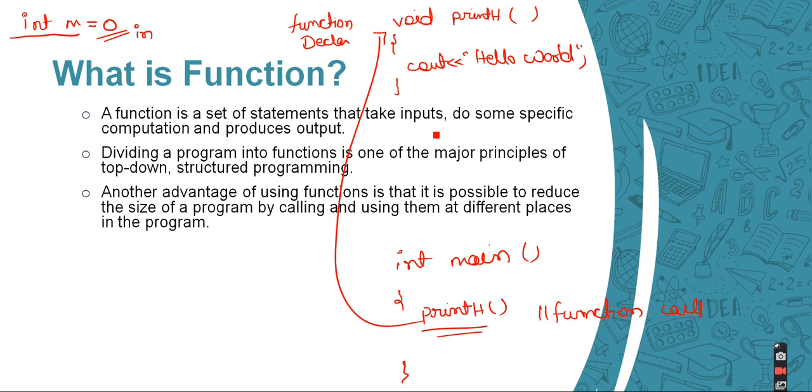So instead of writing the cout again and again, what can I do now? I can just say print h. So it will just go to this function, and whatever is inside this function, it is going to perform that task. So in the output, it is going to print hello world.